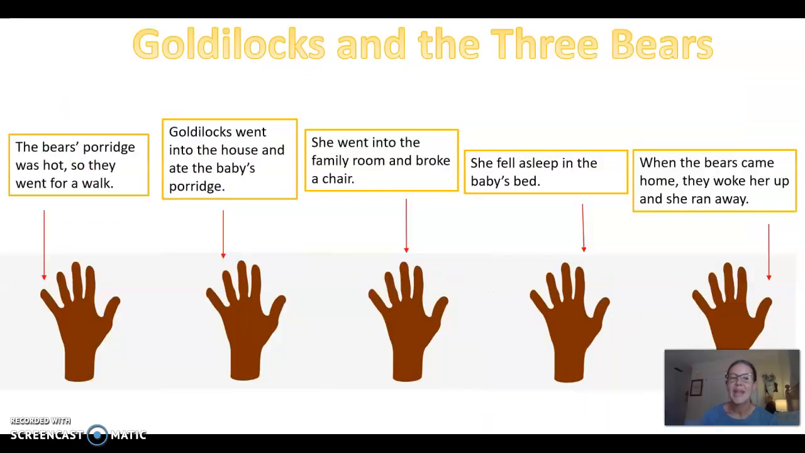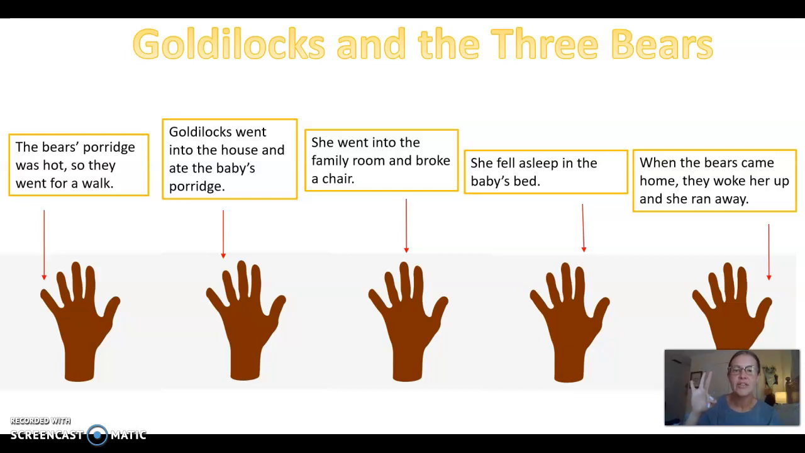5th detail. So if we were to look at Goldilocks and the Three Bears, I'm going to do something like this. The bears' porridge was hot, so they went for a walk. That's my first detail, my first major event. Then Goldilocks went into the house and ate the baby's porridge. Now I have 2 details. I'm retelling what's happening in the order that it happened, in the order that I read it.